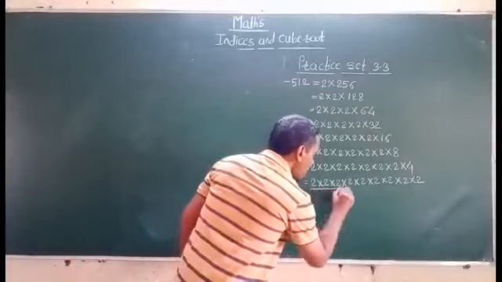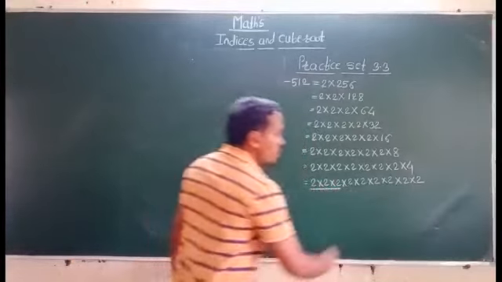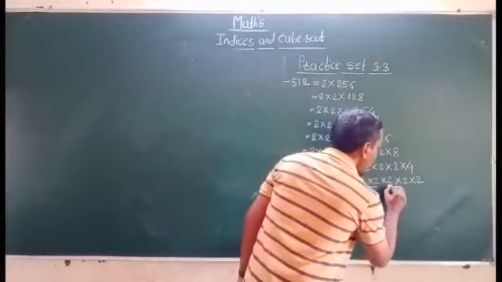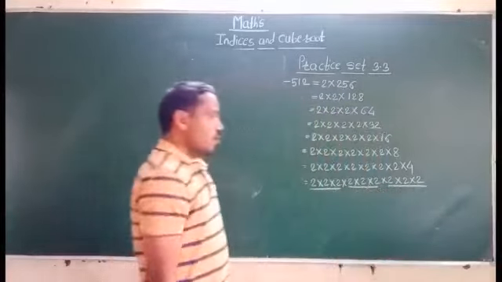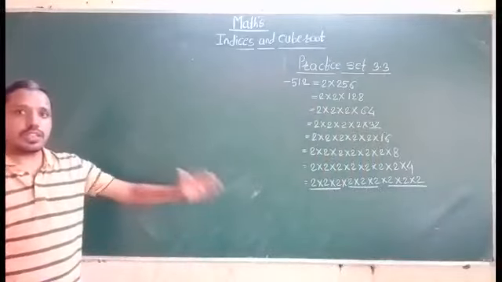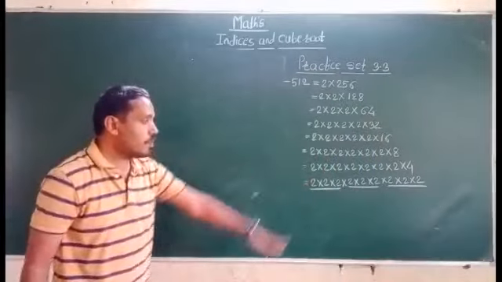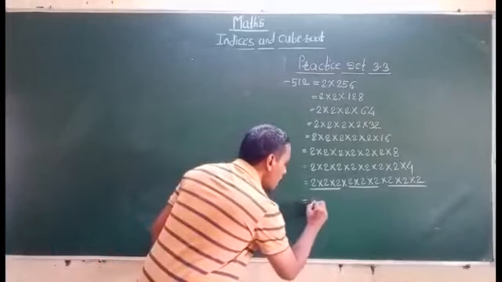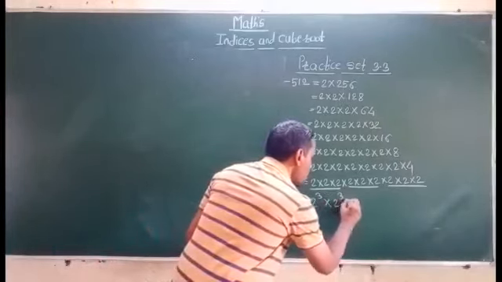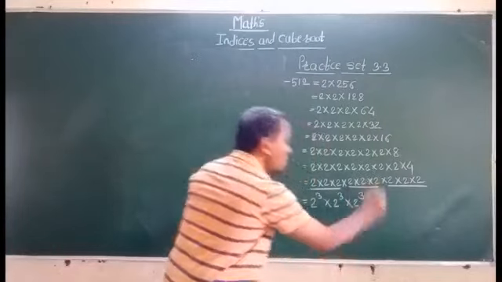So we have underlined the first three 2s, then the second three 2s, and the last three 2s. We have got completely nine 2s, and we have got three groups of 2s. So we write it in indices form: 2 cubed into 2 cubed into 2 cubed.